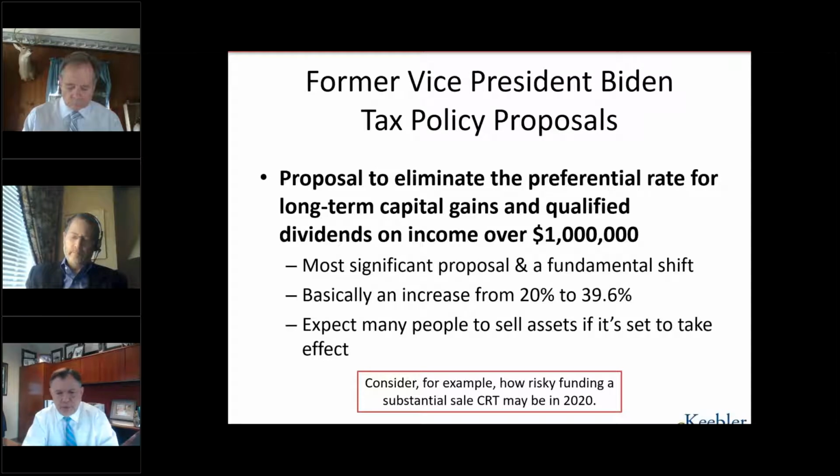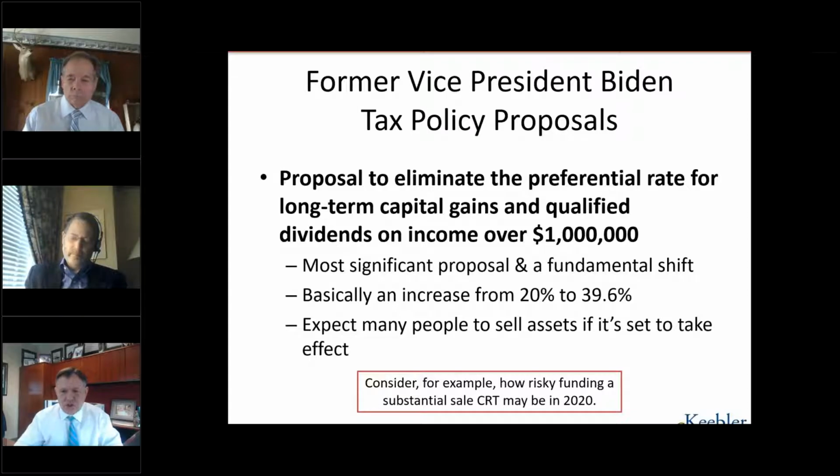And Marty brought it up very astutely. I have a little note there in the red box. You do not, in all likelihood, want to do a CRT in 2020. You might be better just to absorb that gain or use some other planning device.